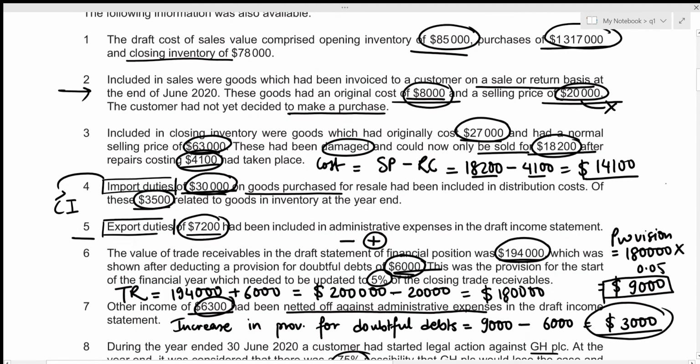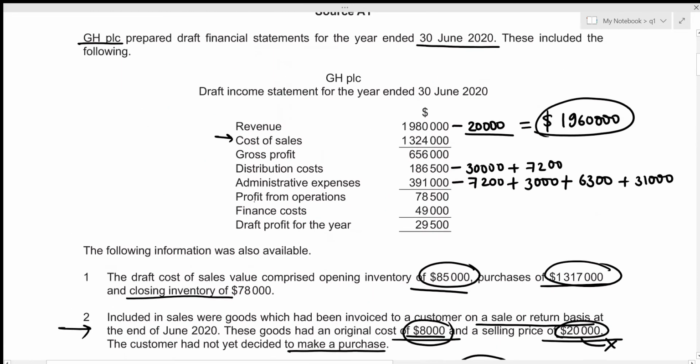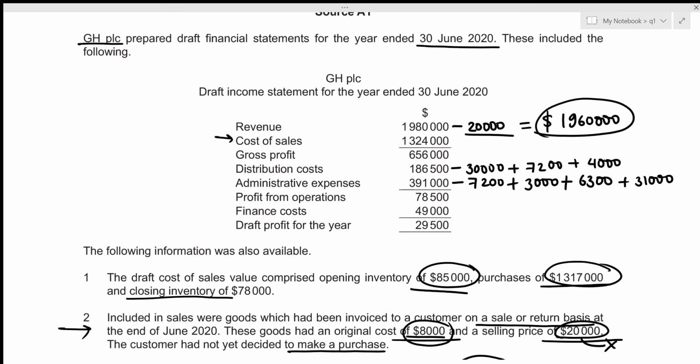Okay. Now for our last information, we are given an impairment loss of 4,000 relating to a delivery vehicle, yet to be accounted for. So since we're talking about a delivery vehicle, this definitely falls under distribution cost, right? Which means that this impairment loss of 4,000 should also be charged towards our distribution costs. So let's add it. That's plus impairment loss of 4,000, which means that there are no other incomes to be included in the income statement, which means that we now can move towards the overheads, which are the distribution costs and administrative expenses.